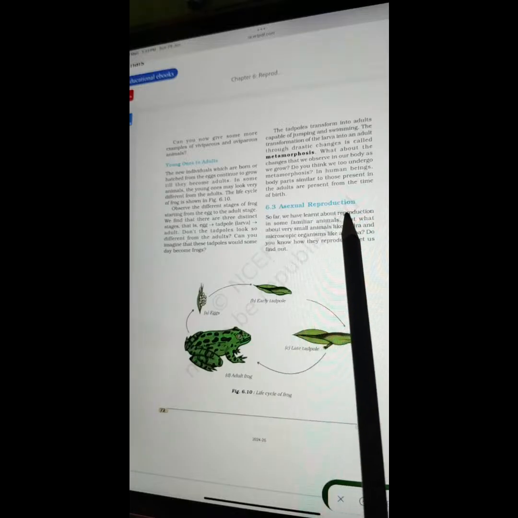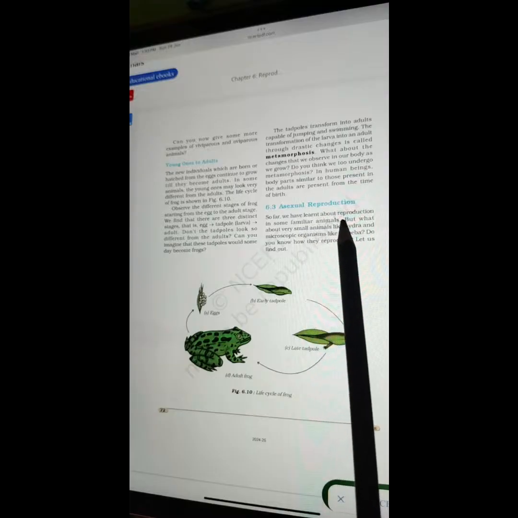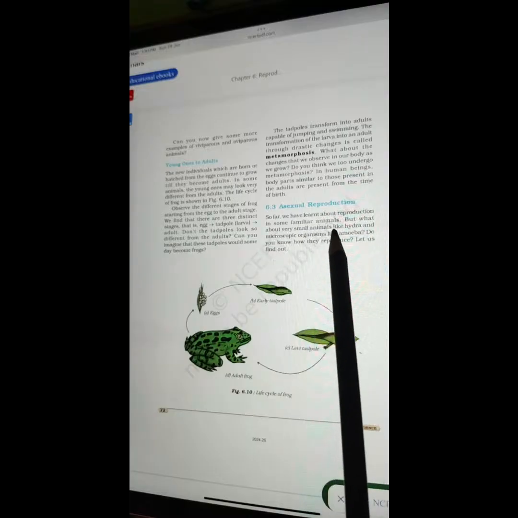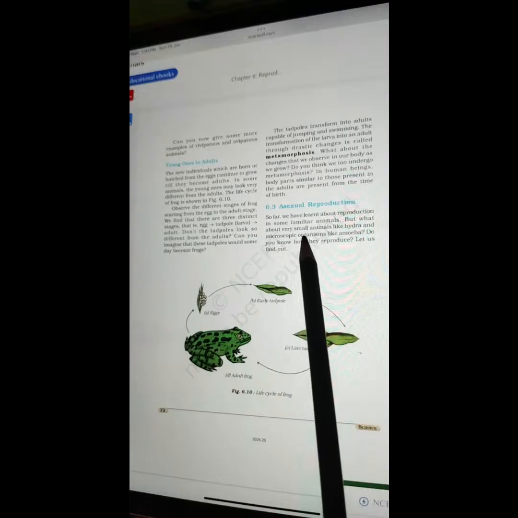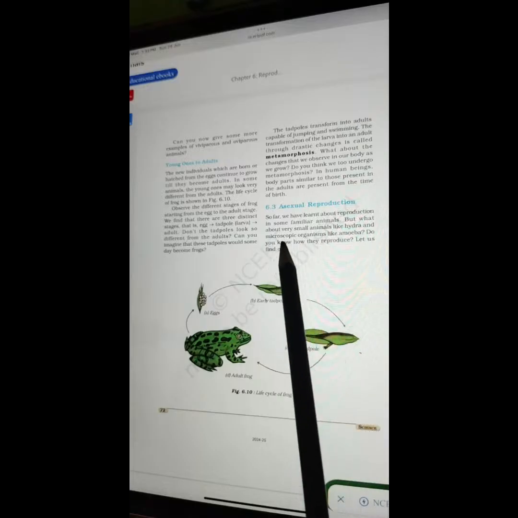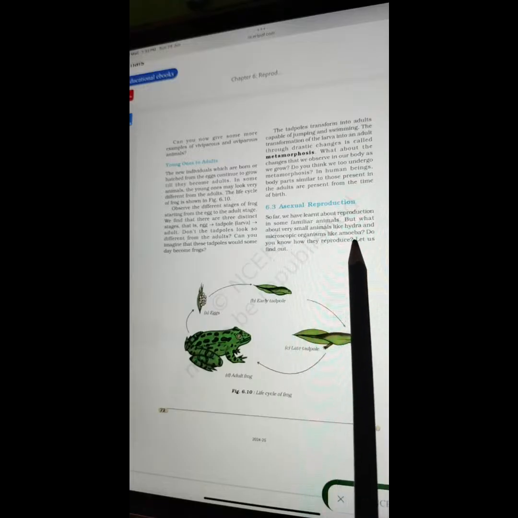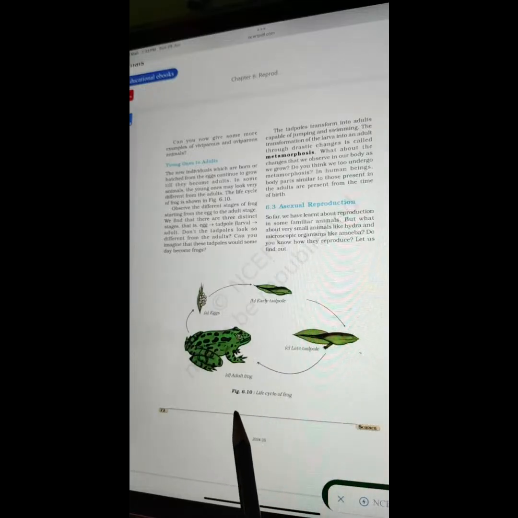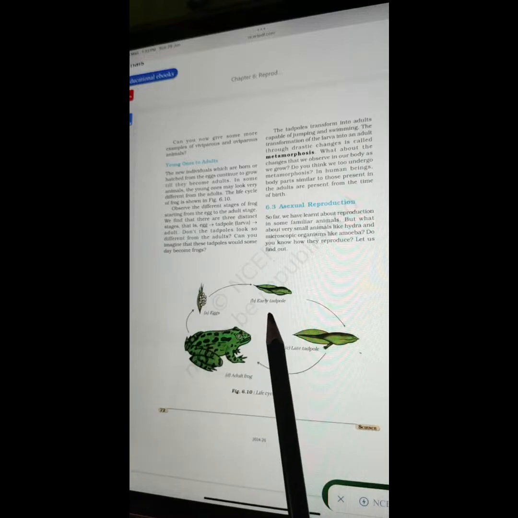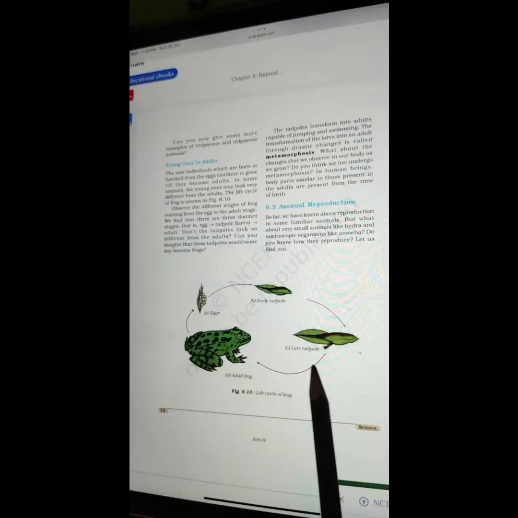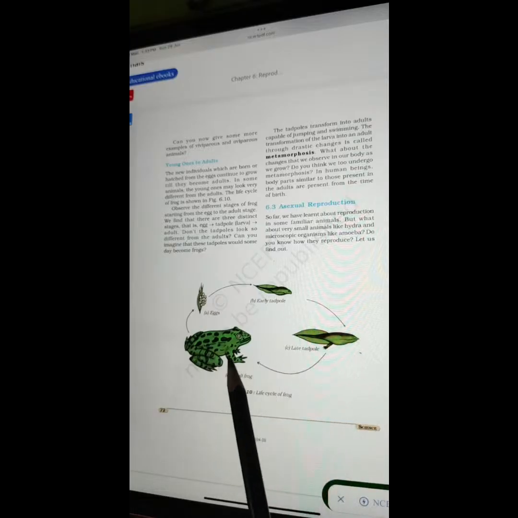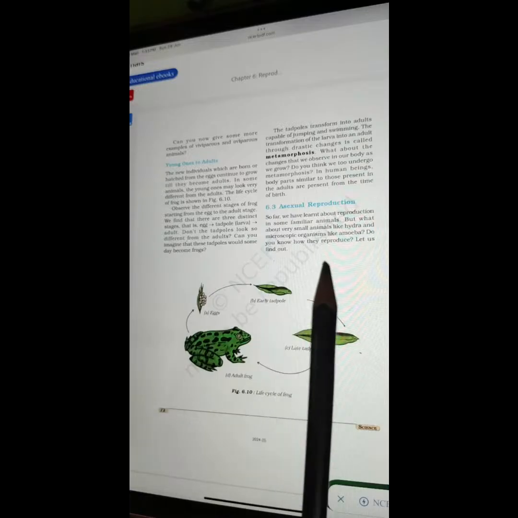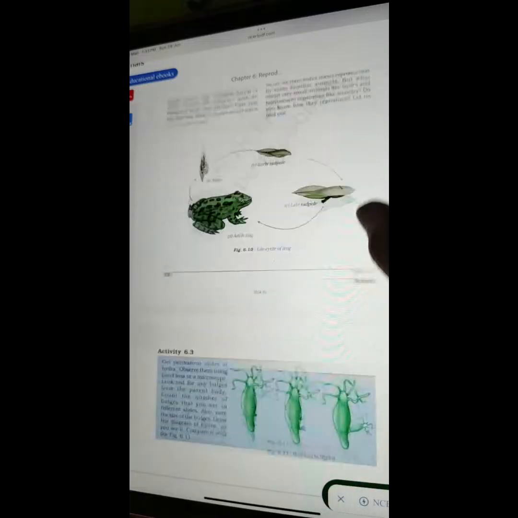6.3 Asexual reproduction. So far, we have learned about reproduction in some familiar animals, but what about very small animals like hydra and microscopic organisms like amoeba? Do you know that they reproduce? Let us find out. In figure 6.10, the life cycle of a frog has been shown. First, eggs are laid, then early tadpole is formed, late tadpole, and then the adult frog is formed. So all these processes are metamorphosis.